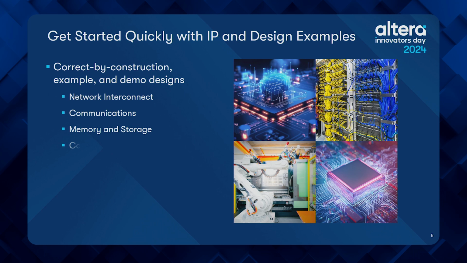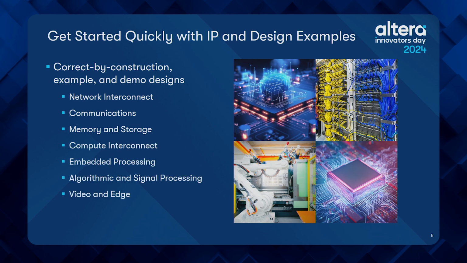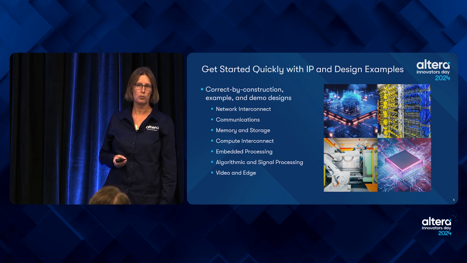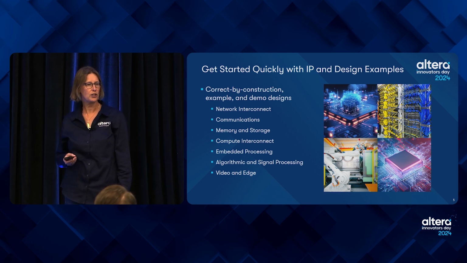Another part of getting started quickly is IPs and design examples. We have IPs in a lot of different market segments: network interconnect, communications, memory and storage, compute interconnect, embedded processing, algorithmic and signal processing, and video and edge. And all these IPs are correct by construction. It means we've already proven that they are working. So all you have to do is use them, and you don't have to create them from scratch. We also have example and demo designs that show you how you can easily instantiate these IPs.